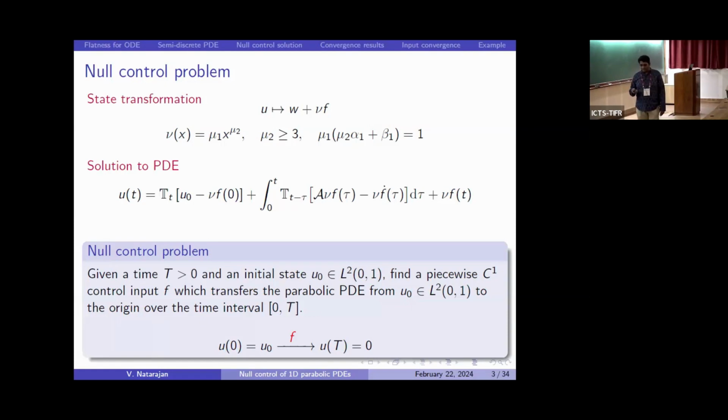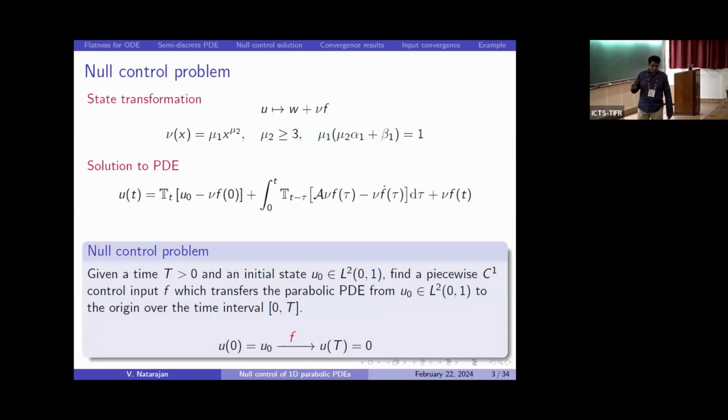So what's the problem we are interested in? Given an initial state u0, which is in L2, we want to find a control input which transfers the PDE solution from u0 to 0. That's the null control problem we are interested in.